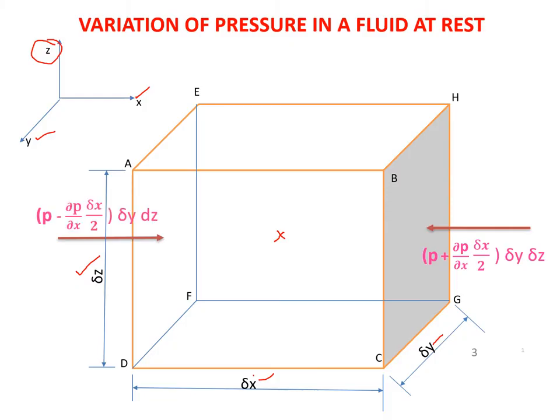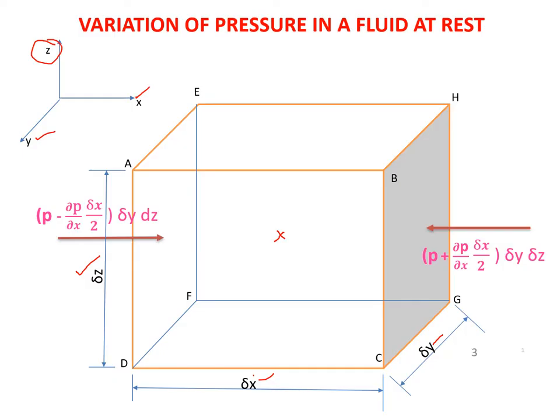Like this, we are required to find the pressure variations along the y direction. Here this is positive, so the front plane, A, B, C, D, is the positive plane, whereas E, F, G, H is the negative plane. Therefore the pressure intensity increases on the plane A, B, C, D, whereas the pressure intensity decreases on the plane E, F, G, H. So the variation is along the y direction.